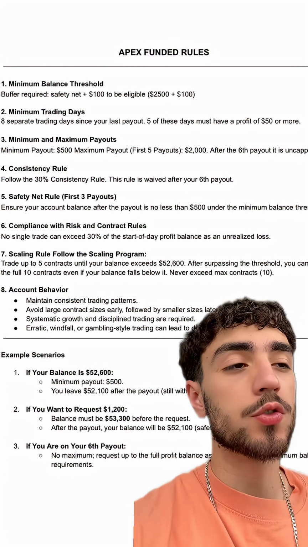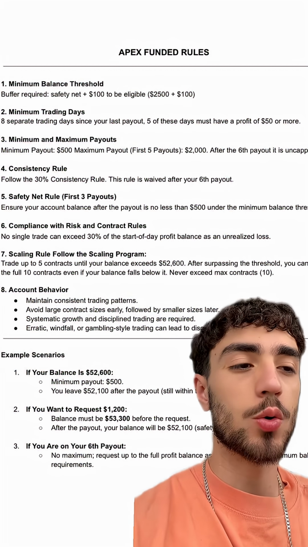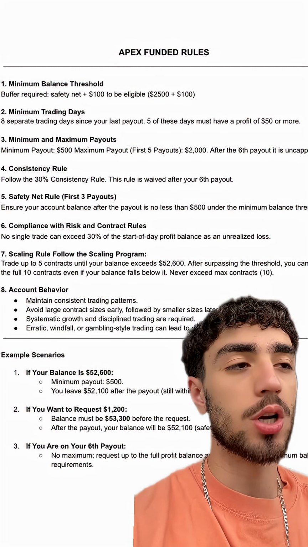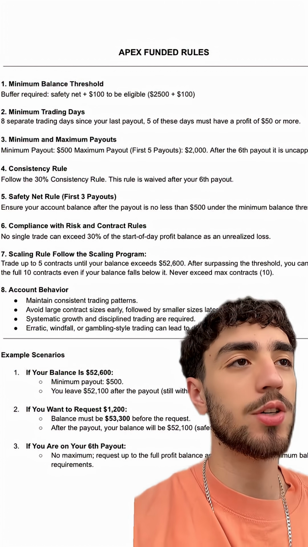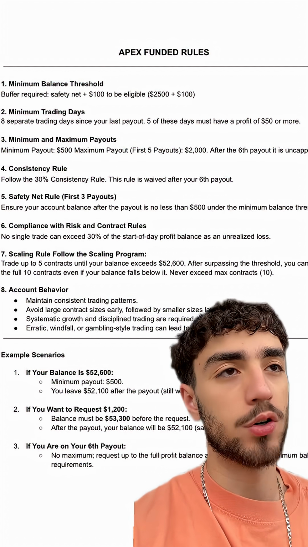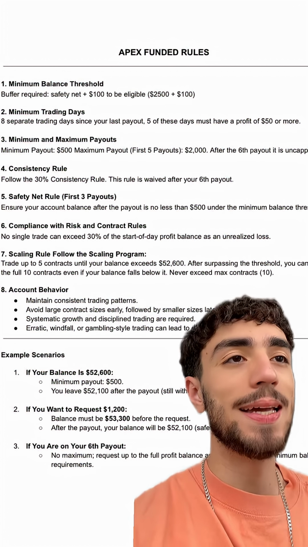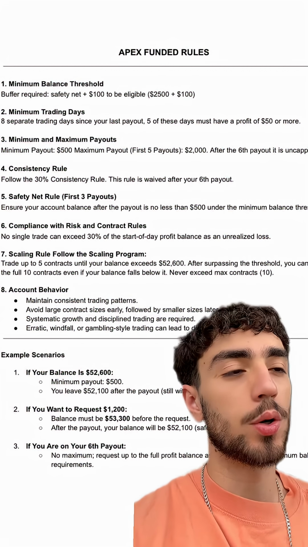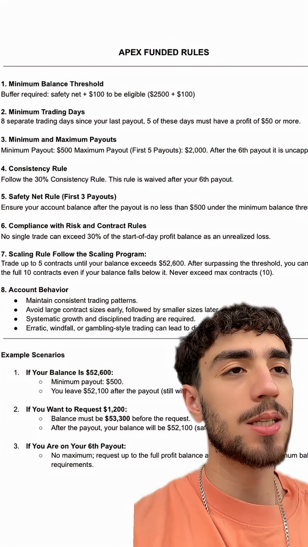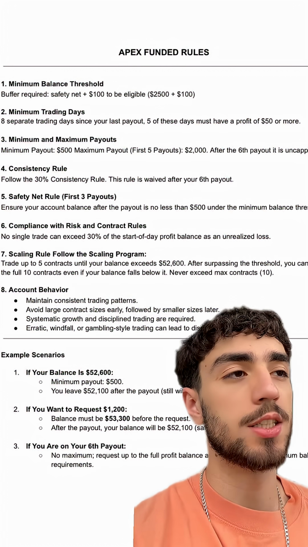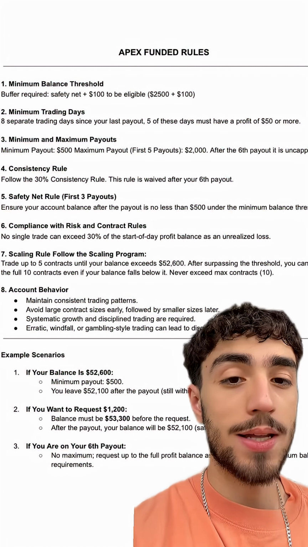So the big three rules for Apex are: one, you need a buffer to request a payout. Your buffer is whatever the trailing drawdown is. Once you make that plus 100, so for a 50K account, 2,600, then you're eligible to make a payout for that first criteria. The second criteria is 8 trading days. Out of those 8 trading days, 5 of them need to be $50 winning days. So if you can trade 8 days, win 5, then just enter and exit a trade for like a minute, then you make the 8 trading day rule.